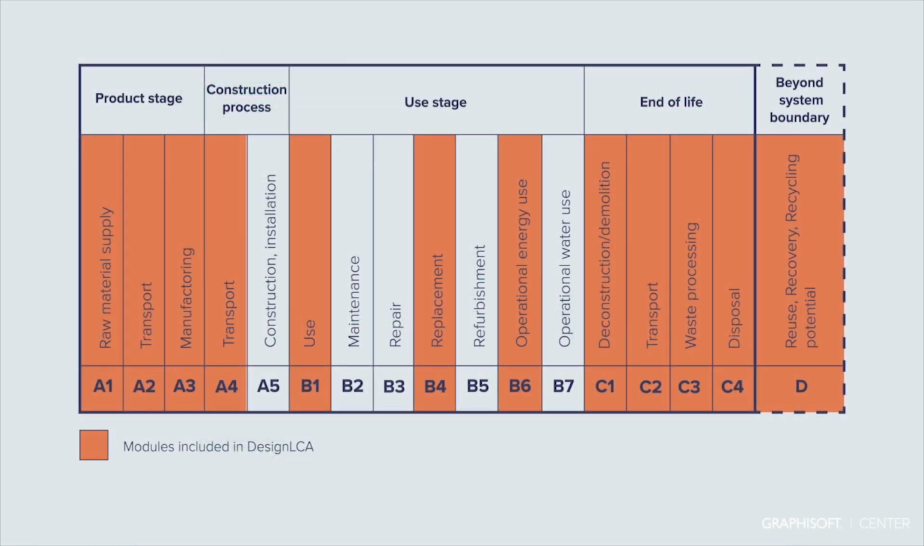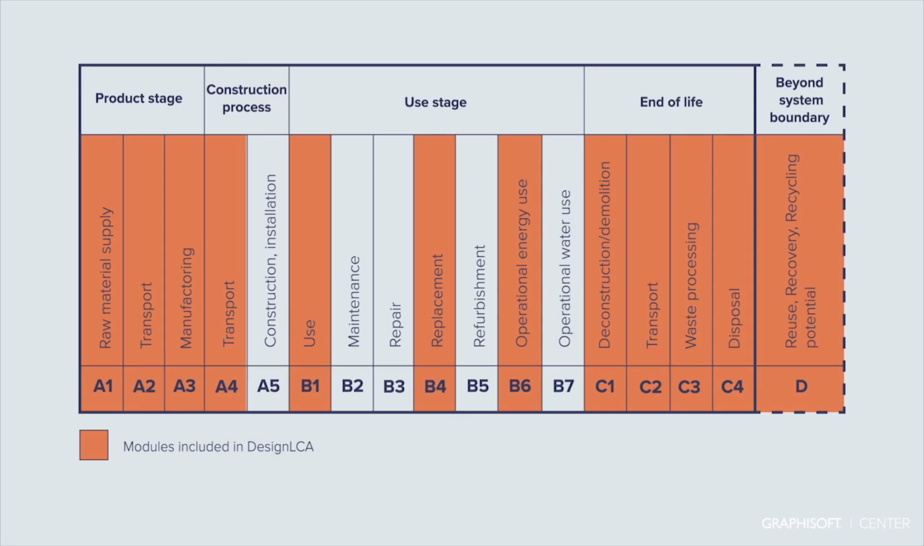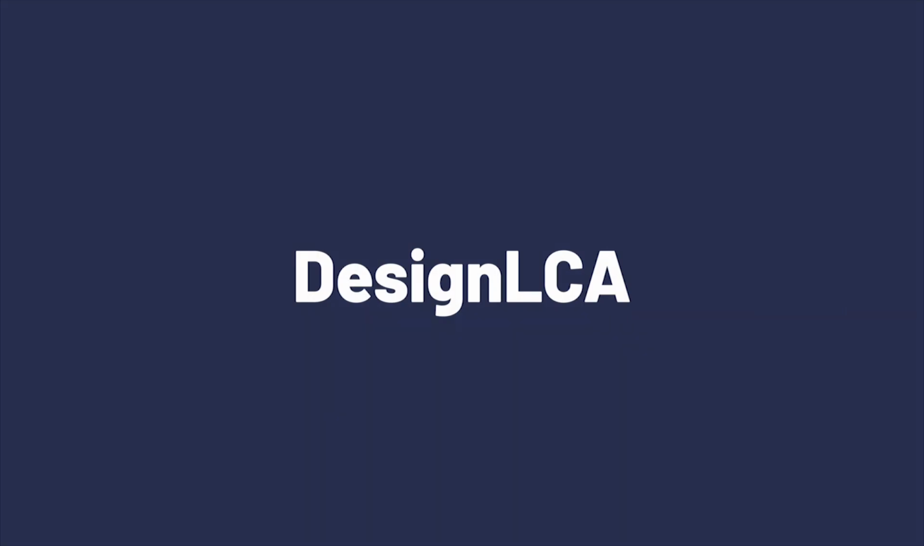We have translated these different phases into English. And you can see here all the different phases of the LCA. The orange part is the ones we can do in Archicad with Design LCA. And the ones we cannot do are not mandatory in the Danish LCA requirements. And some of them can be very difficult to calculate in general. So let me introduce Design LCA.